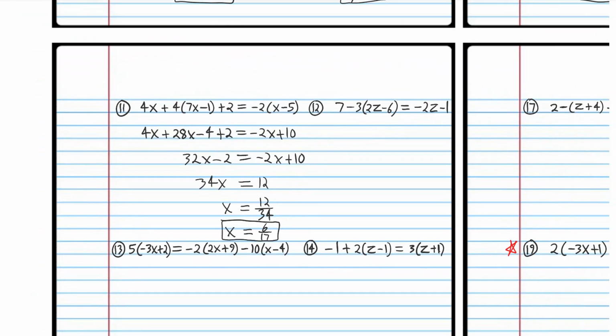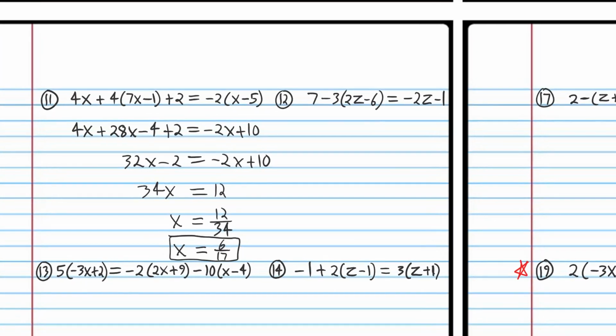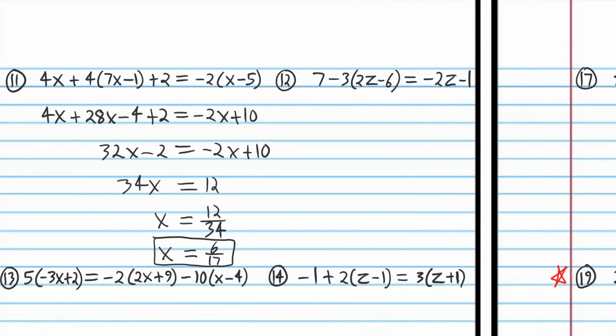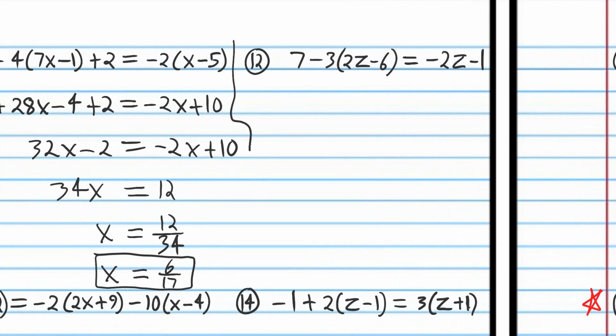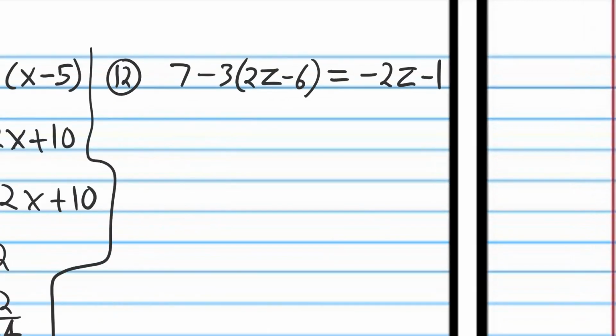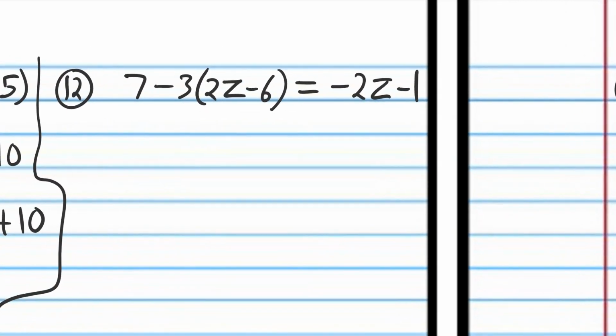So if you got 6 over 17, good job. If you got 12 over 34, it's correct. It's just you have to reduce it. So I'm going to put a divider line here. Try number 12, and when you come back, we'll do it together.